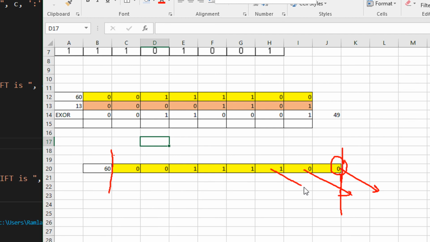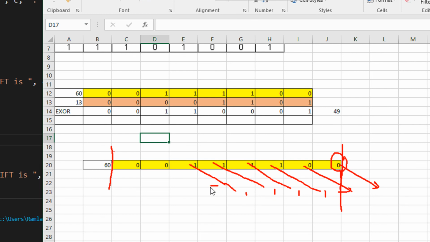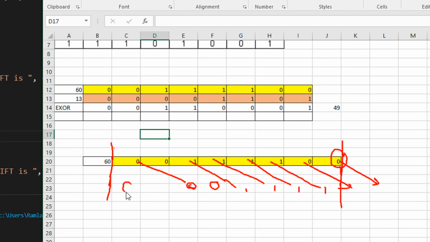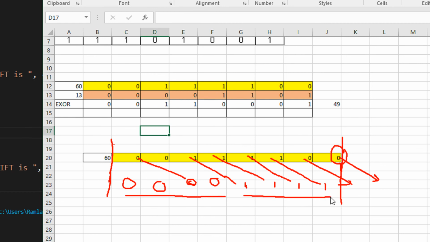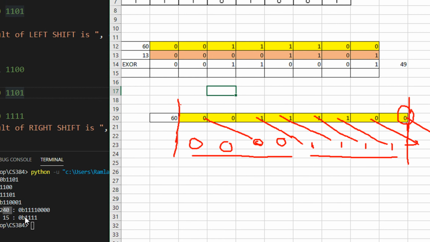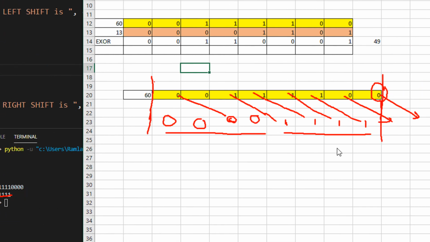This particular one comes on this final position. This particular one comes on this position. This particular one comes on this position. This particular one comes on this position. Similarly, this 0 will come here. This 0 will come here. And because this was the boundary, additional zeros are added in the start. So this is our new number 00001111. So you can see here in the output also, the output is 15, 0B1111, right?